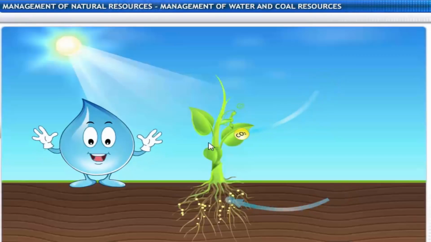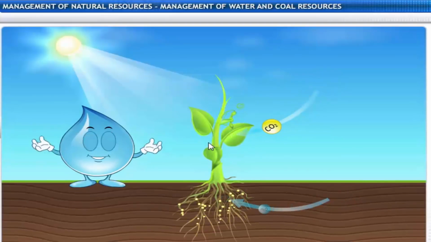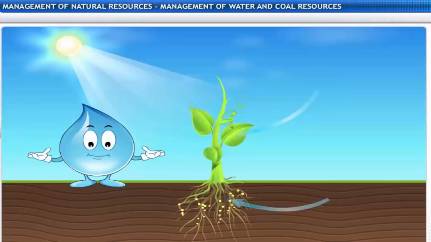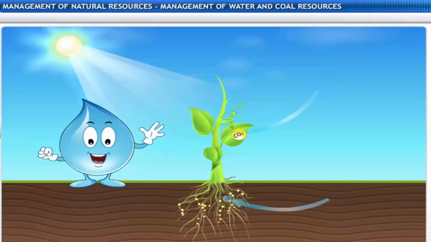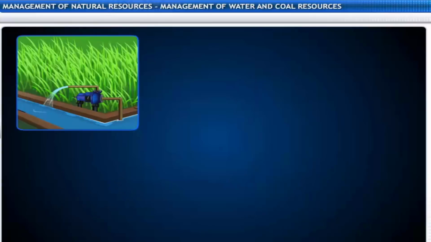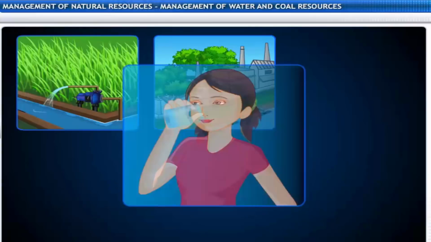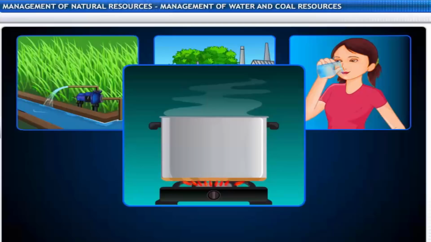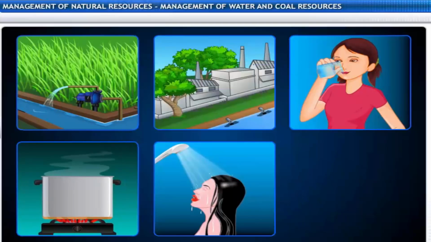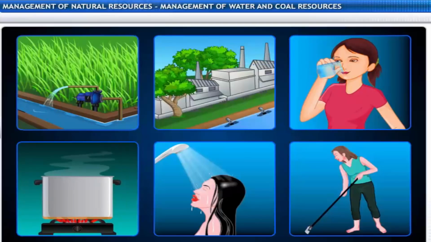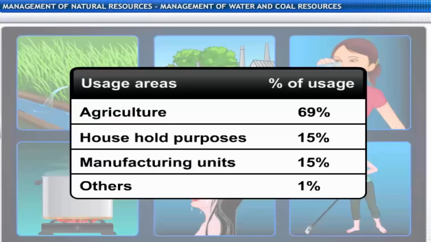Life doesn't exist without water. Water forms the basic raw material for metabolic processes to happen. Apart from supporting life, water is used for agriculture, industries, drinking, cooking, bathing, and cleaning. You can see how much of the total available water is used for these activities.